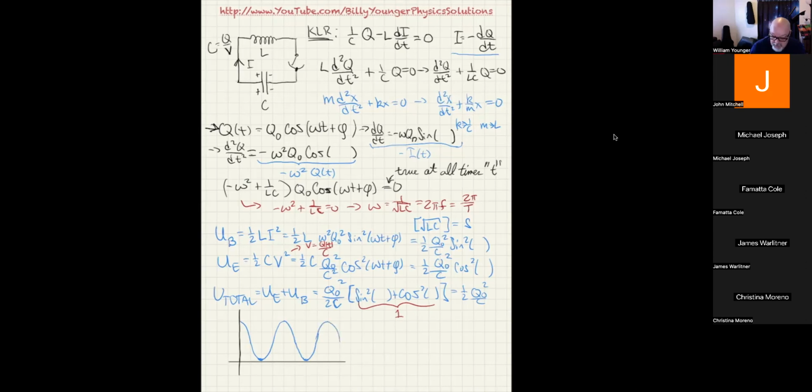Okay, so that's the cosine one, the energy in the electric field. Meanwhile, the energy in the magnetic field, I'll do in red, and that one's going to be more like a sine curve, and it's sine squared, of course. So it's going to go like this.